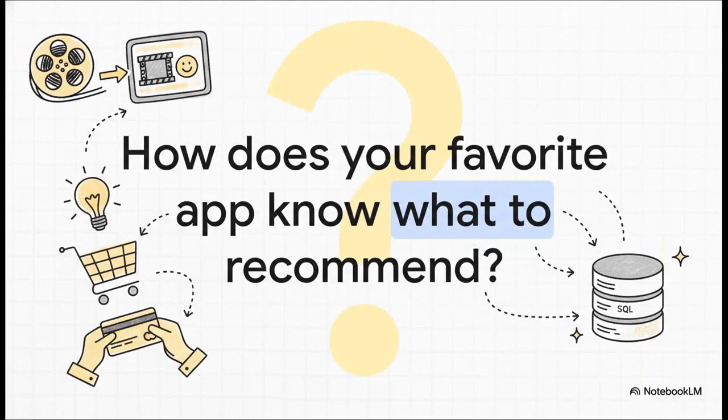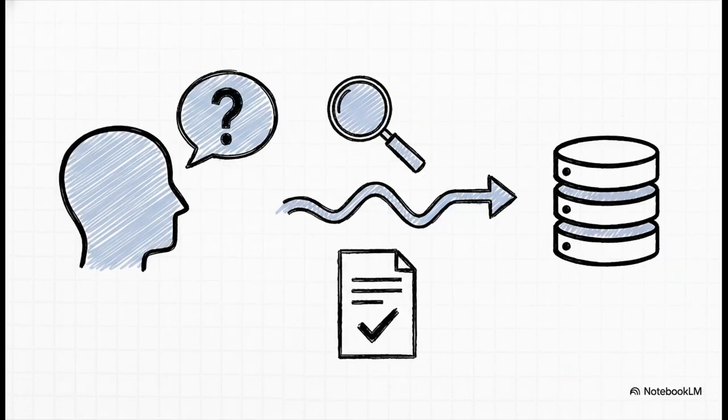You know that feeling, right? When your streaming app suggests a movie that's exactly what you're in the mood for? Or an online store just happens to show you the one thing you were thinking about? It feels a little like magic, doesn't it? But it's really not. The secret is actually pretty simple.